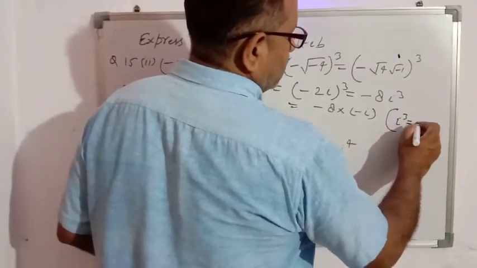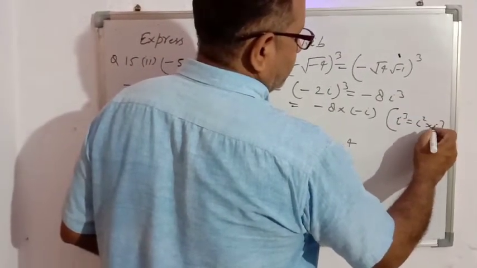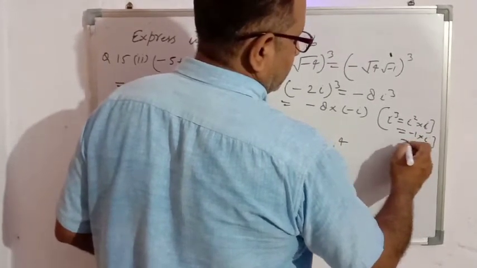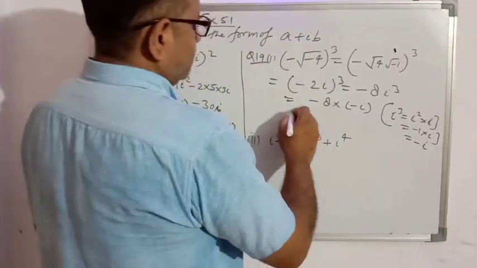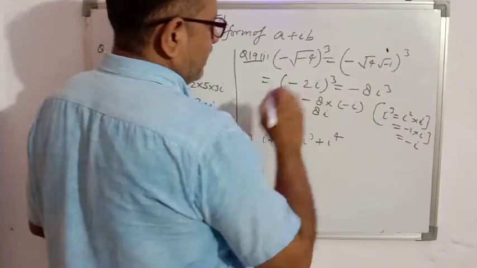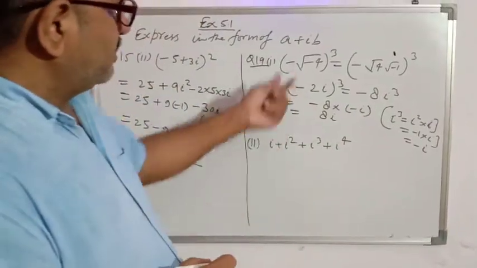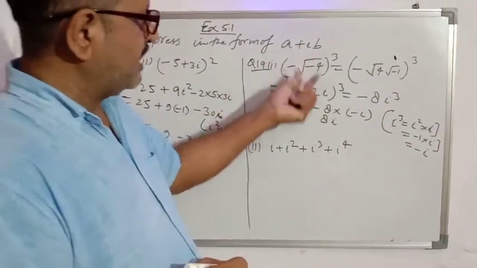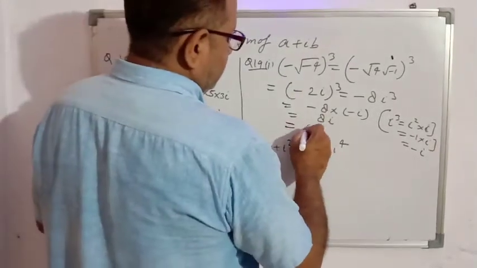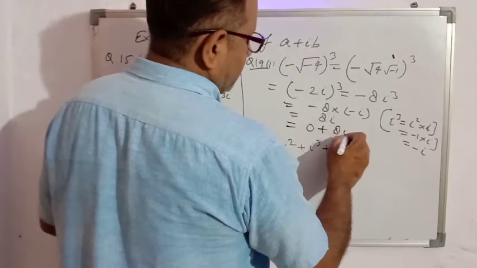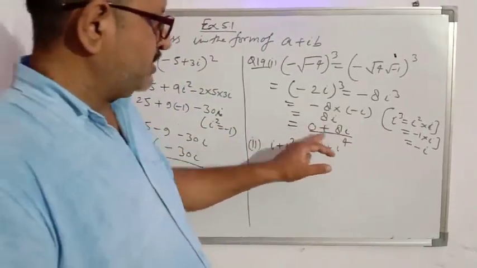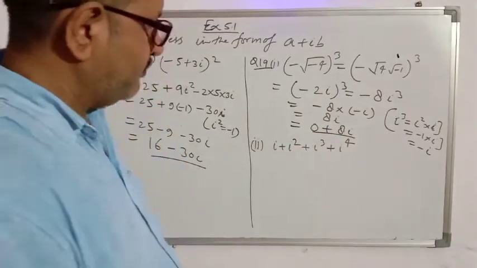i cube is equal to i square into i, i square is minus 1 into i, so minus i. Minus 8 into minus i will be 8i. But we have to express it in the form of a plus ib. It is purely imaginary, so we can write it as 0 plus 8i. Real part is 0, imaginary part is 8.